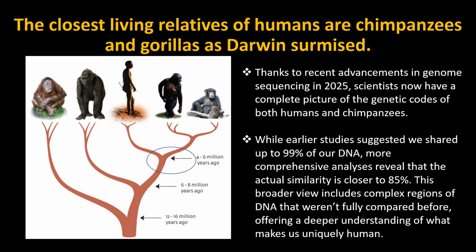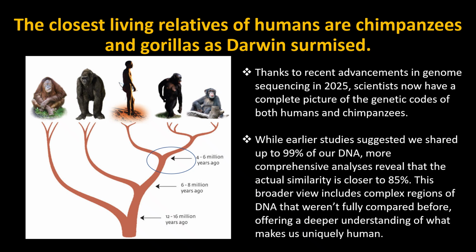Thanks to recent advancements in genome sequencing in 2025, scientists now have a complete picture of the genetic codes of both humans and chimpanzees. While earlier studies suggested we shared up to 99% of our DNA, more comprehensive analyses reveal that the actual similarity is closer to 85%. This broader view includes complex regions of DNA that weren't fully compared before, offering a deeper understanding of what makes us uniquely human.